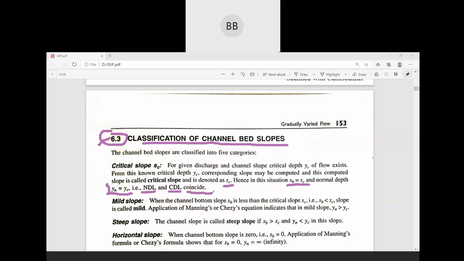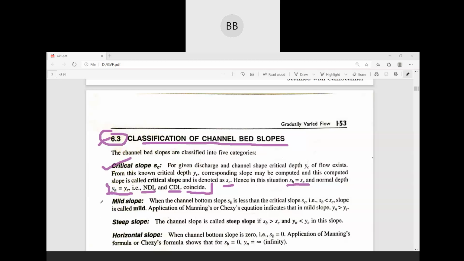Okay, so we are going to discuss in detail with the diagram. Don't worry. In the next topic, we are going to discuss with the help of a diagram. You can just write it down that in critical slope, your bed slope and critical slope are the same, as well as your normal depth and critical depth are the same. We can also say NDL, the normal depth line, and CDL, the critical depth line, coincide. Okay, this is your critical slope.